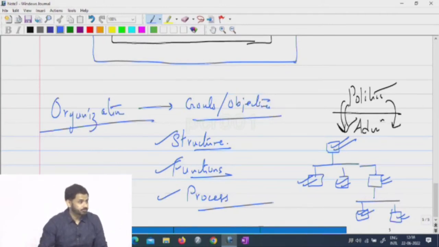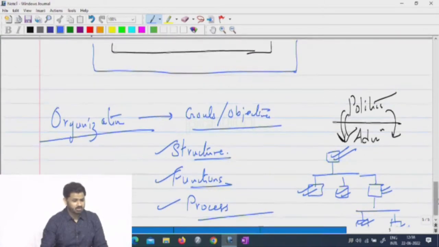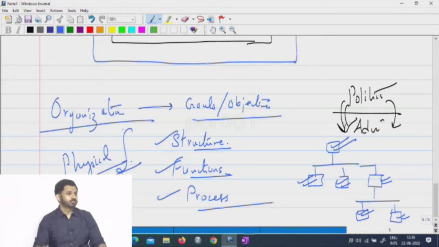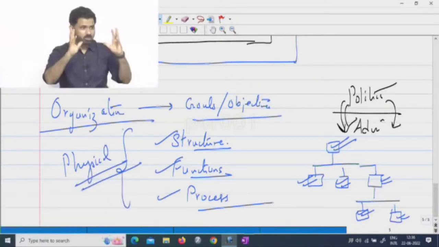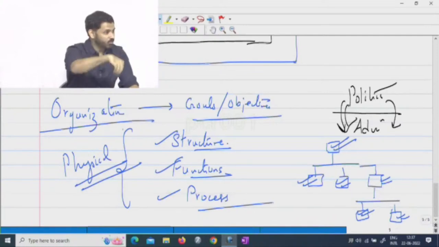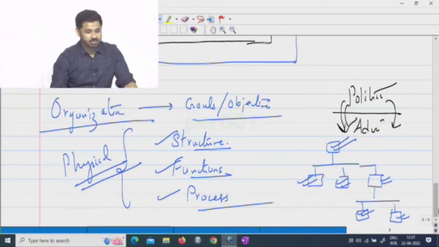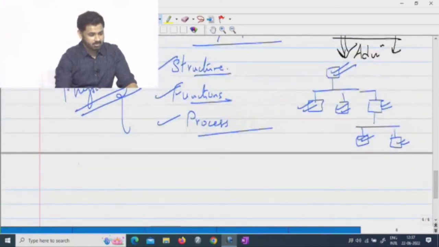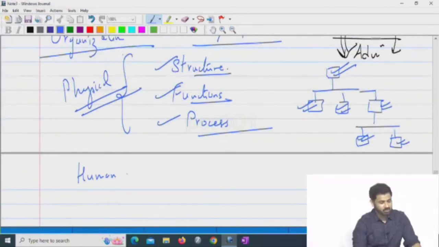Isn't it? This is what we call the physical component of the organization. What component? Physical component. The physical component of the organization is what is physically placed. Now in this physical component you will put people also, the appointment of people in these positions. So there is a human part also of the organization, or not? There is a human component of the organization.